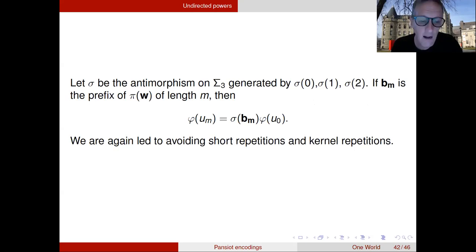And what happened here is you went from K over K minus 1 to K minus 1 over K minus 2, and that controls the longest factors that you can guarantee have distinct letters. So here's a second variation on Pansiot encodings. So I would say we're starting to see more possibilities for Pansiot encodings.